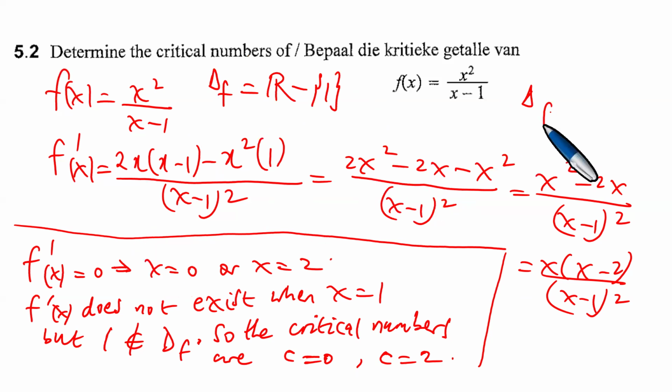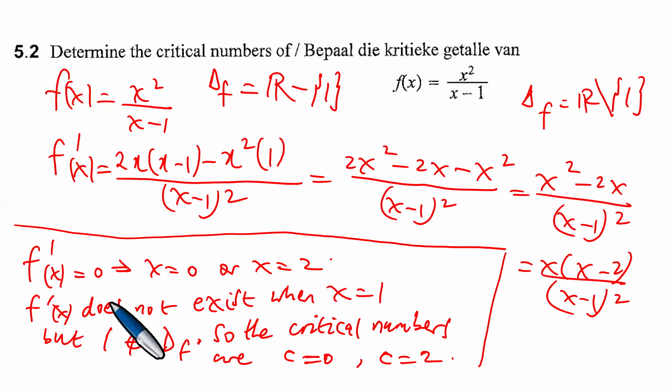Or simultaneously, you could say it is all real numbers without 1. So this will be the domain of the function. Looking at the domain, you're able to see that 1 is removed from the set of real numbers. In other words, 1 is not in the domain. That is why we're saying f prime does not exist when x is 1.